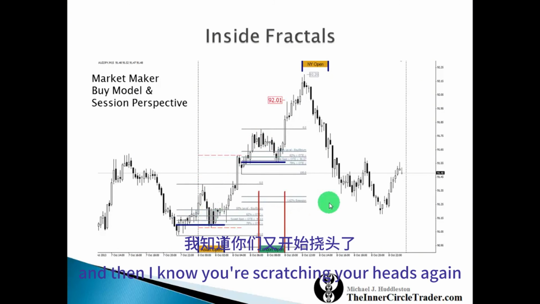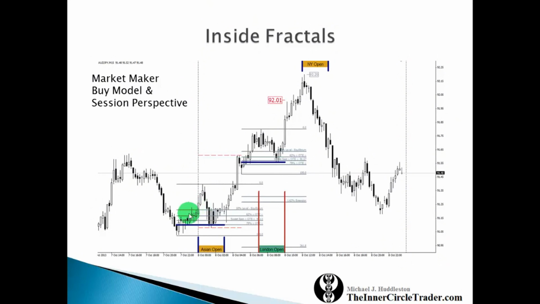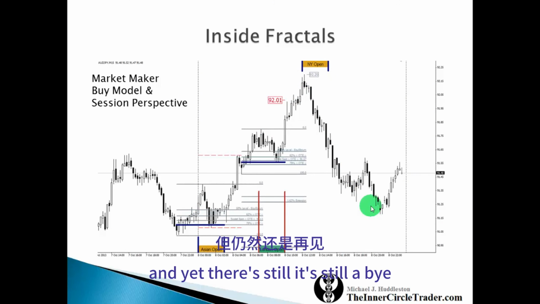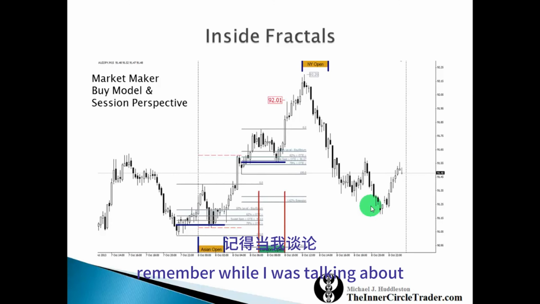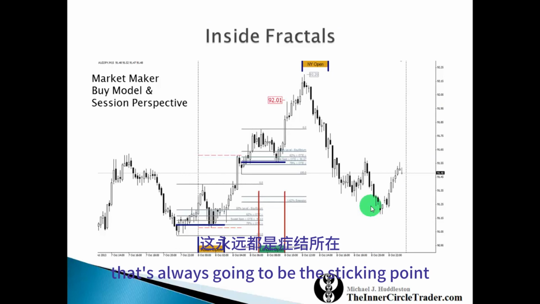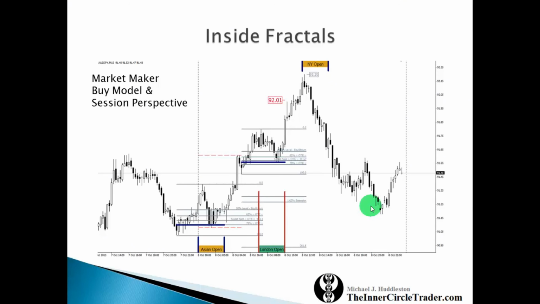And I know you're scratching your head thinking, wait a minute, that doesn't make any sense. Well, I got another one for you. This low to this high down to here is a market maker sell profile. And yet it's still a buy. Remember what I was talking about? There is that second stage of either reaccumulation or redistribution. That's always going to be the sticking point if you do not have a higher time frame perspective in mind.